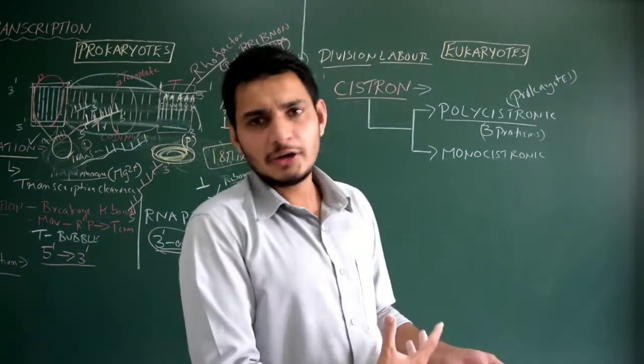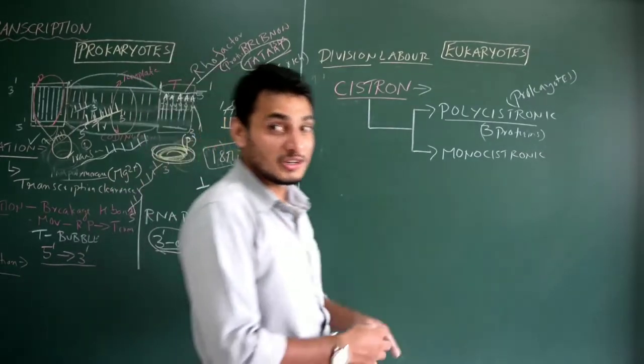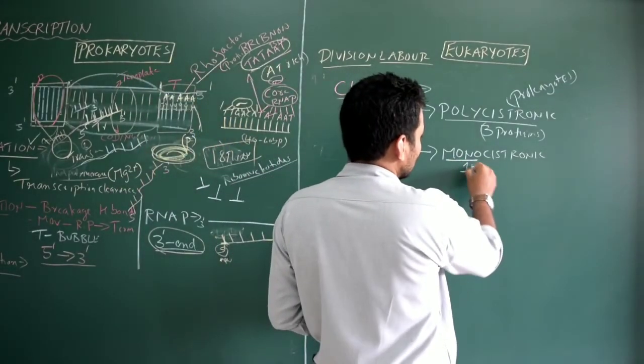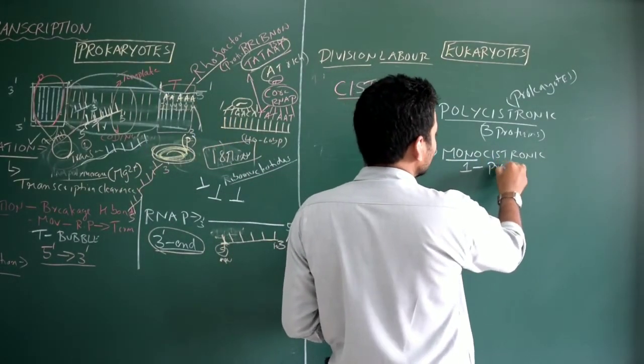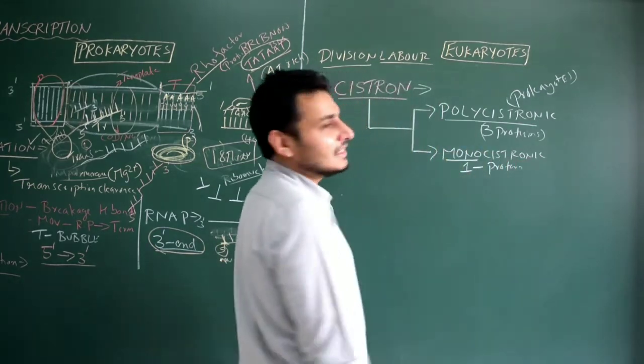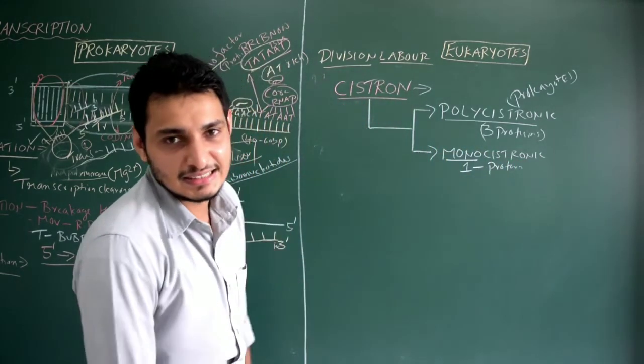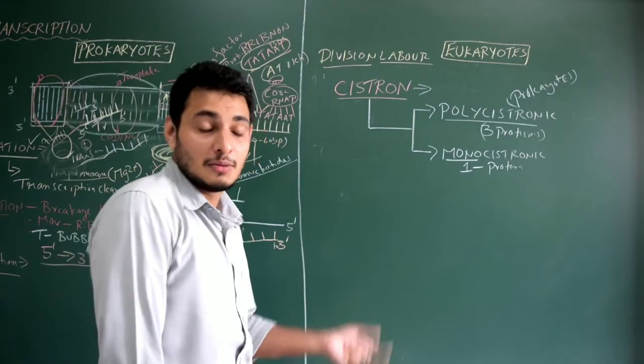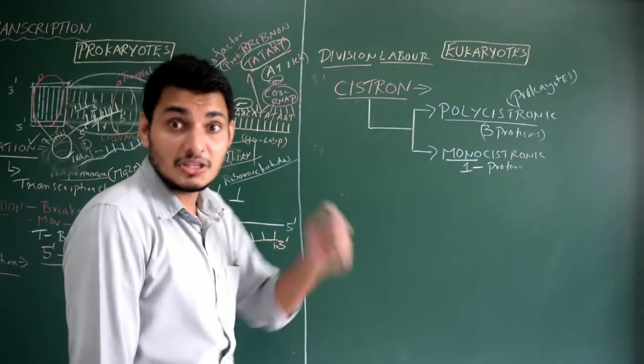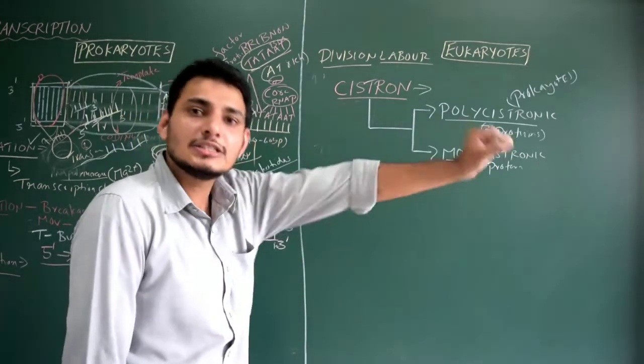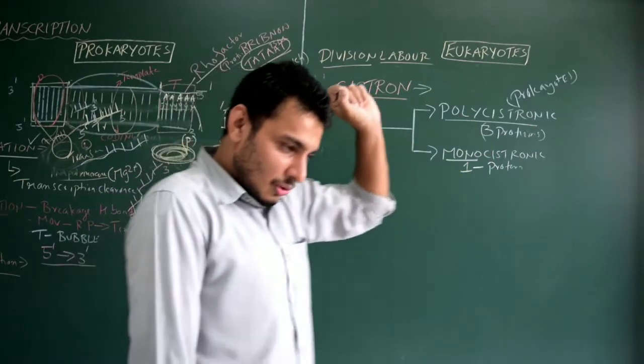In the case of eukaryotes, that is monocistronic. So now you understood what is mono. Mono means single. So a single protein will be synthesized from a single cistron or from a single gene. In the case of prokaryotes, multiple proteins are made from the single mRNA or from the single gene. Got it? So why? Very simple.